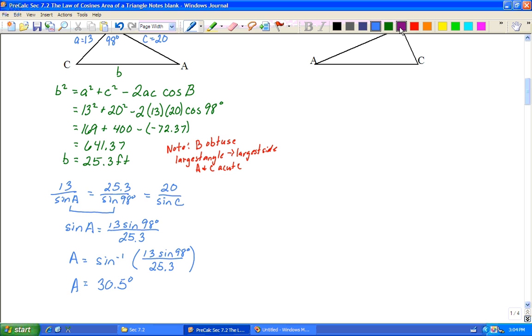One more angle we need to find, that's angle C. So C is going to equal 180 minus angle A, which is 30.5, minus angle B, which is 98. That gives us our answer of 51.5 degrees. And again, A and C are both acute, which fits with the relationships that we should have.